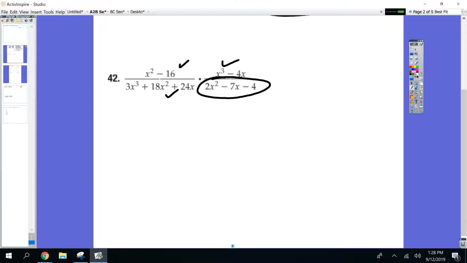3 terms, A values not 1. What method are you using? Begins with the G, ends in grouping. Grouping, good, good. All right, everyone good. Grouping method. First step: I go 2 times -4 gives me -8.